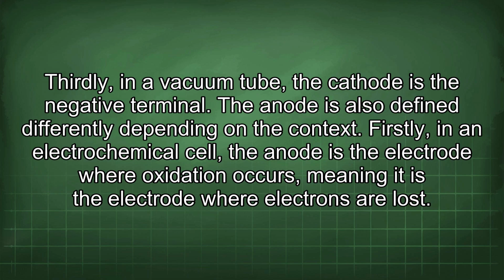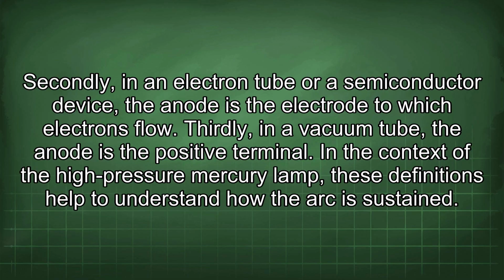The anode is also defined differently depending on the context. Firstly, in an electrochemical cell, the anode is the electrode where oxidation occurs, meaning it is the electrode where electrons are lost. Secondly, in an electron tube or a semiconductor device, the anode is the electrode to which electrons flow. Thirdly, in a vacuum tube, the anode is the positive terminal.